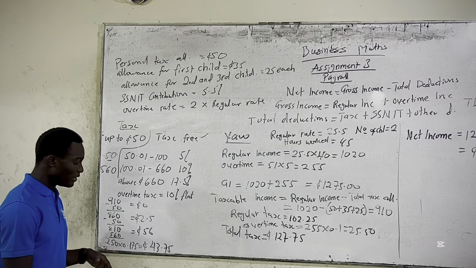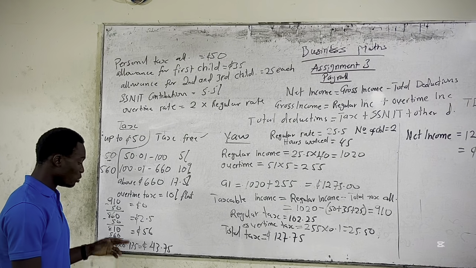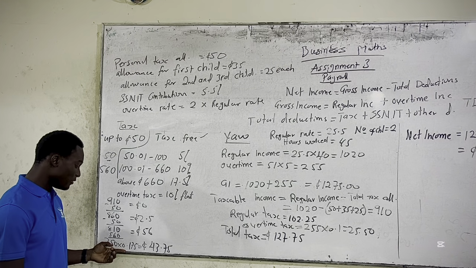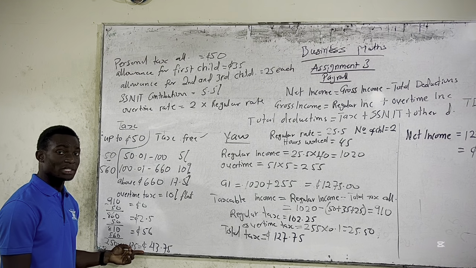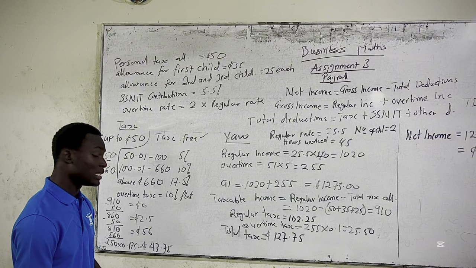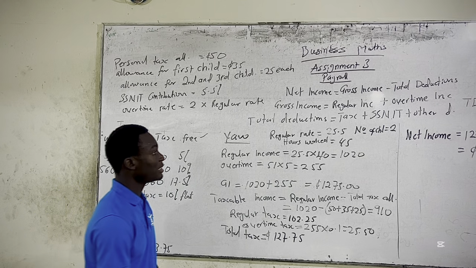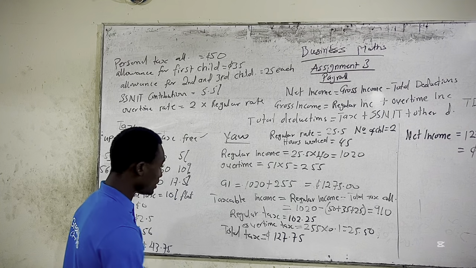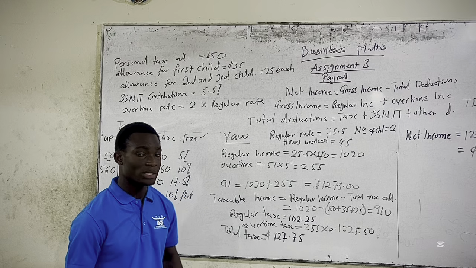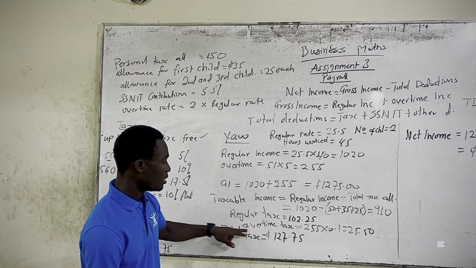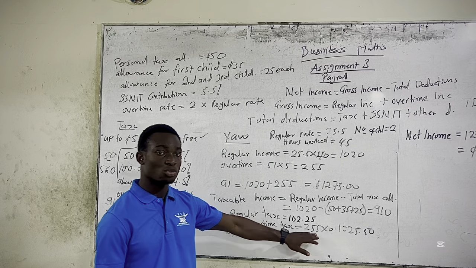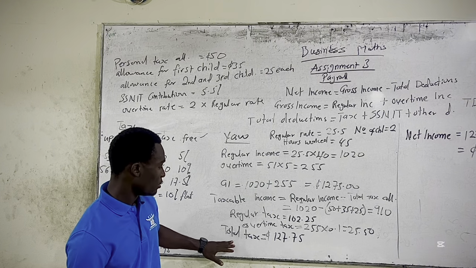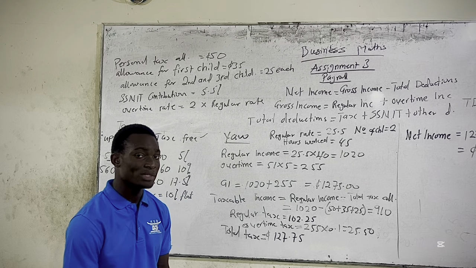So the first one giving us 0, the second one giving us 2.5, the next one giving us 5.6, and the last one will be left to 250. We multiply it by what? 17.5%, and then we get 43.75 Ghana cedis. So we move to the regular tax where we add all this, and then we get 102.25 Ghana cedis, and then the overtime tax is going to be 10% on 255, giving us what? 25.50.